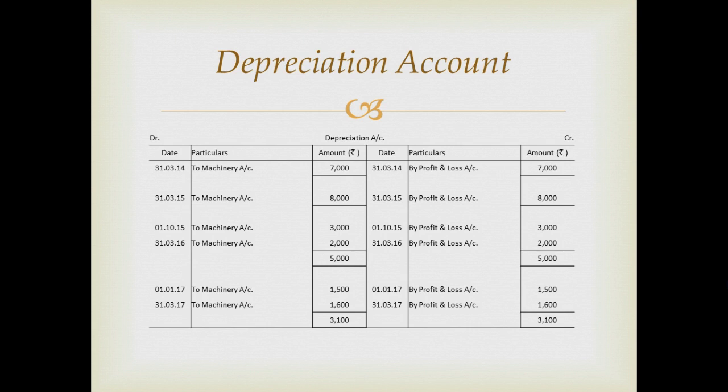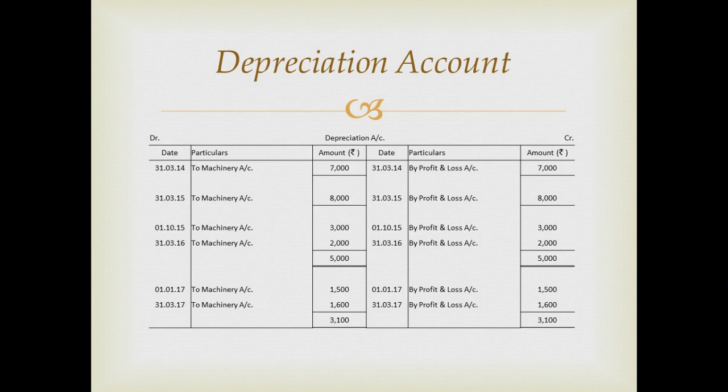Now our depreciation account ledger, where on the debit side we are showing 31st March 2014 to machinery account 7,000, which is transferred to profit and loss account by posting it on the credit side as by profit and loss account 7,000. Similarly, for 31st March 2015, we have to machinery account 8,000 and by profit and loss account 8,000. 1st October 2015 to machinery account 3,000 and 31st March 2016 to machinery account 2,000, and both of them are transferred to profit and loss account by posting on the credit side.